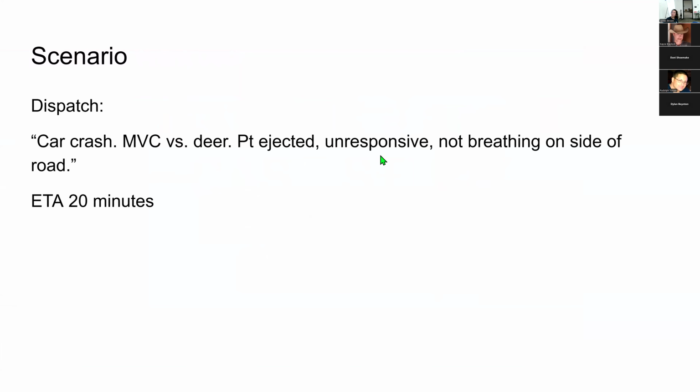All right, so the scenario. I don't remember how Douglas does their stuff. Your book's all intense about the calls. You got your pager or whatever, and all you get is car crash, MVC versus deer, patient ejected, unresponsive, not breathing on side of the road. And you have 20 minutes out. It's you and your partner, and you only are BLS providers. What are you guys thinking?